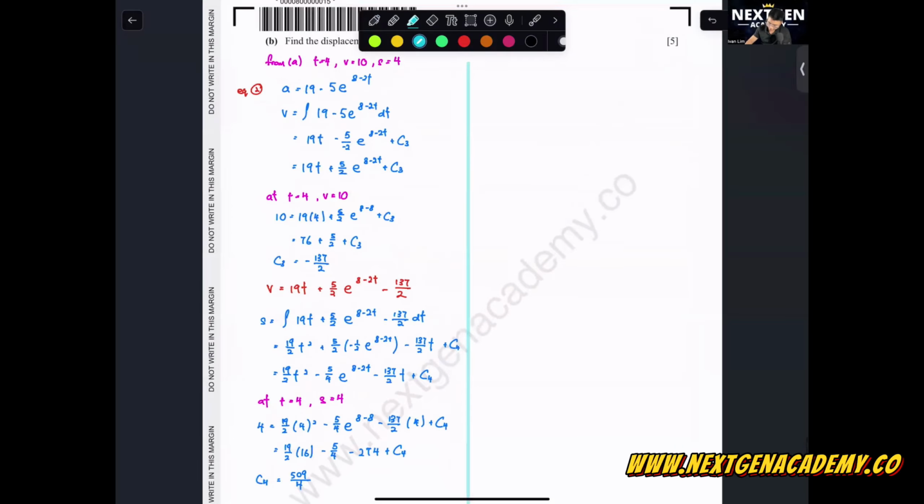Okay, we've got the S value. S is equal to 19 over 2 t squared plus minus 5 over 4 e8 minus 2t minus 137 over 2 t plus 509 over 4.